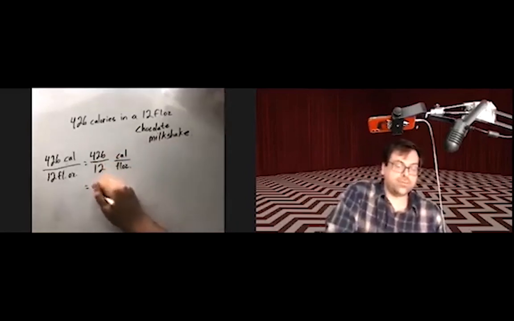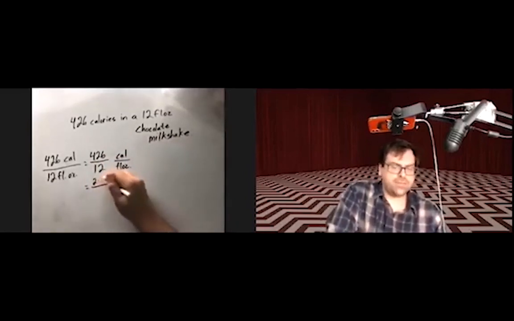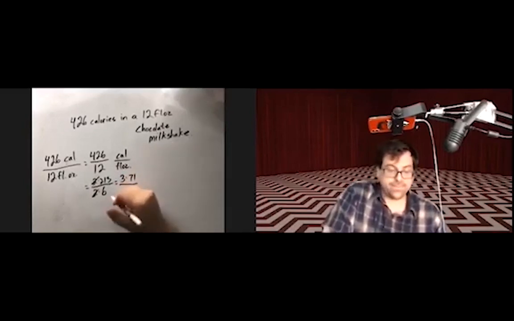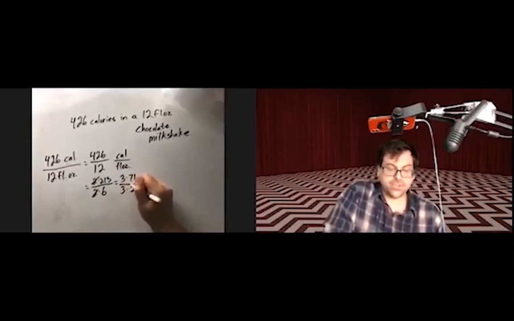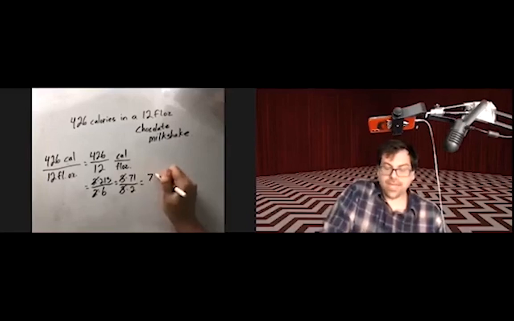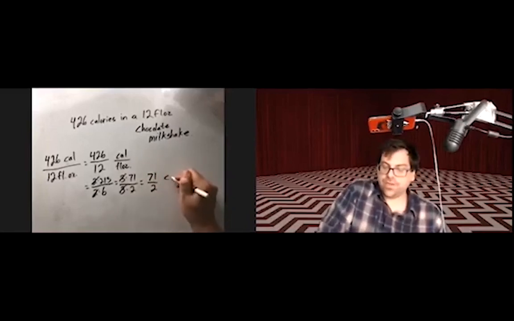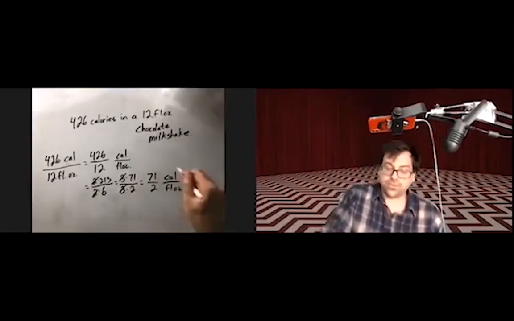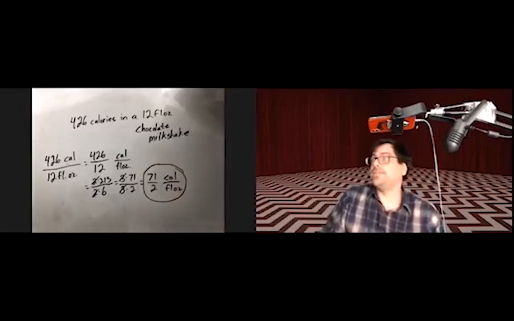426 and 12 can both be divided by 2. 2 times 213, 2 times 6. 213 is divisible by 3. 3 times 71, just divide to get that. 3 times 2, we have 71 over 2, calories over fluid ounces. 71 calories for every 2 fluid ounces.